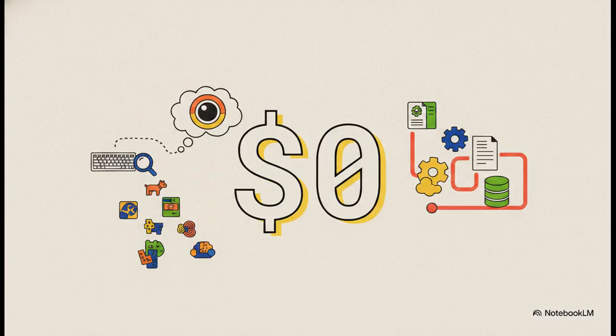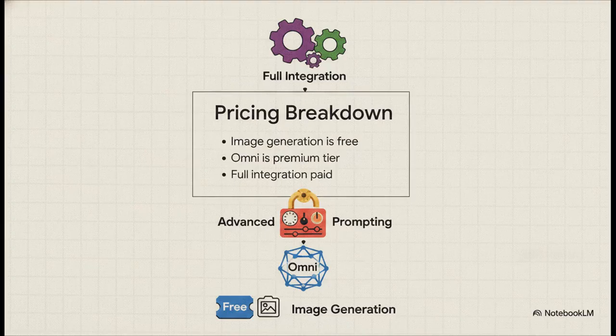$0. I mean, that's a beautiful number, isn't it? But here is the absolutely crucial distinction you've got to take away today. $0 is only the cost for the image generation feature. Yep, that's it. The ability to type in a prompt and get a high-fidelity image back, that's a fantastic, completely free perk. But it is entirely separate from the rest of the advanced toolkit. So the crucial point is, we need to permanently erase the myth that the whole suite is complementary.